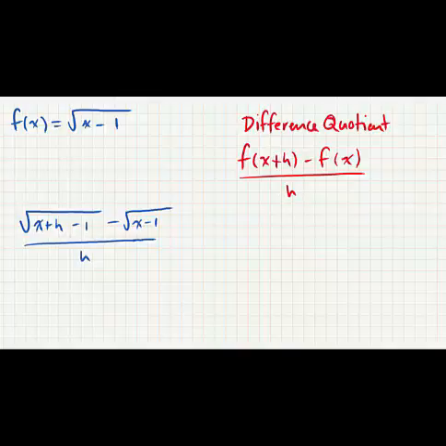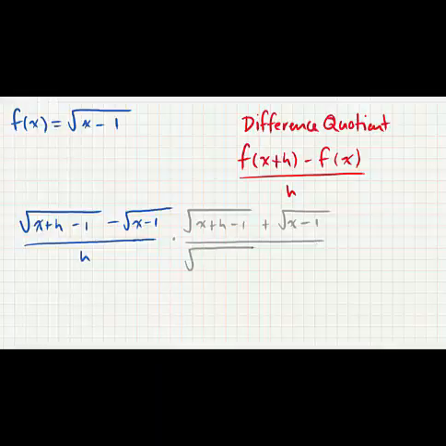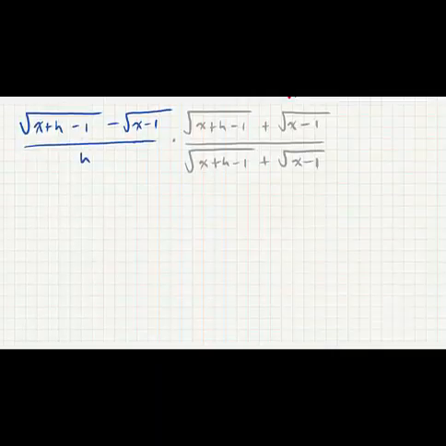Now the tricky thing with these square roots is that to simplify this crazy looking fraction, we multiply top and bottom by the conjugate of the numerator. And what this essentially does is rationalize the numerator. Not something that you've done a lot of in algebra classes. So let's see how this multiplication pans out.